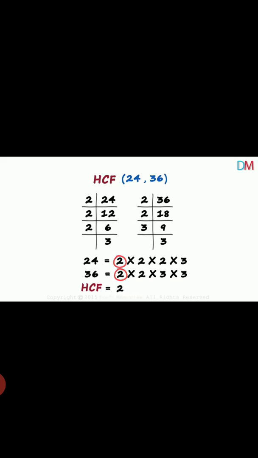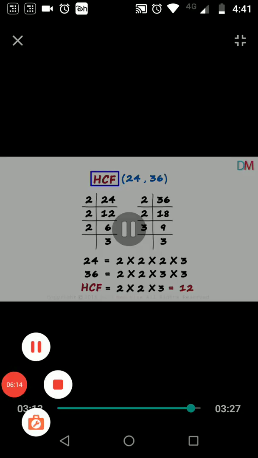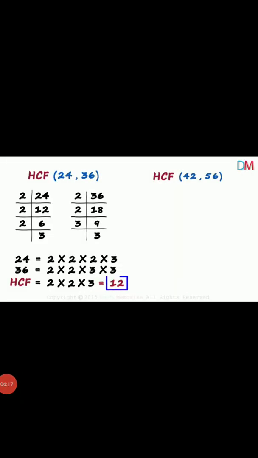So 2, again one more 2 is common there, 2 into 2 and 1 3 is common there. So 2 into 2 into 3, ये तीनों कॉमन आपके नंबर्स आ गए. So HCF is equal to 2 into 2 into 3 and that is equal to 2 2s are 4, 4 3s are 12. So HCF of these two numbers 24 and 36 is equal to 12.